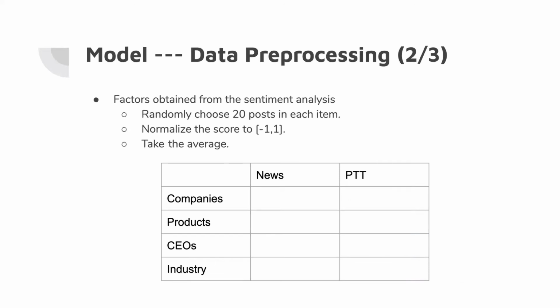The next step of the data preprocessing is how to get the score. After training, we randomly choose 20 posts in each different item, for example, the product, the industry, the CEO names, etc. Then we normalize the score into a range between -1 and 1, and then we take the average. So here come our sentiment scores.